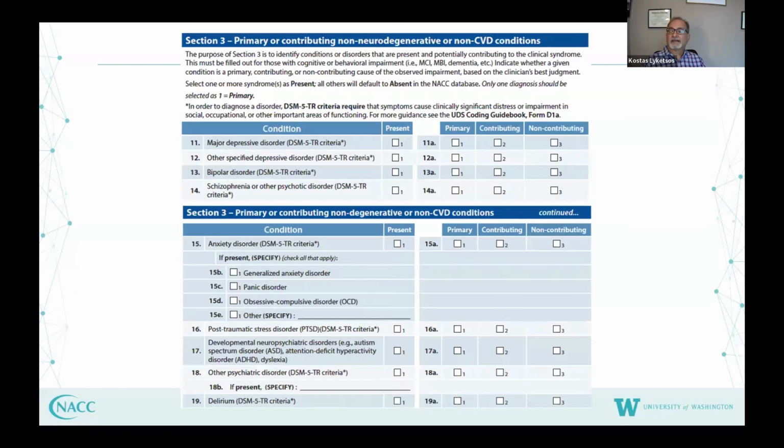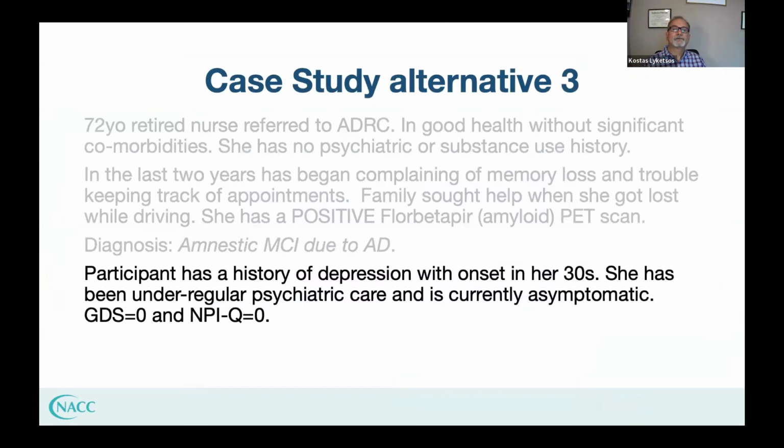And then at the end of section 3 of D1A, you would record her as having major depressive disorder, which is currently present. And because of the trouble with concentration and decision-making, which could be amnestic type or executive impairment, you might record that these are contributing to the cognitive disturbance. So major depression, relapsing or persisting later in life, a person who has major depression, and there seems to be a contribution of this major depressive disorder to the clinical cognitive presentation.